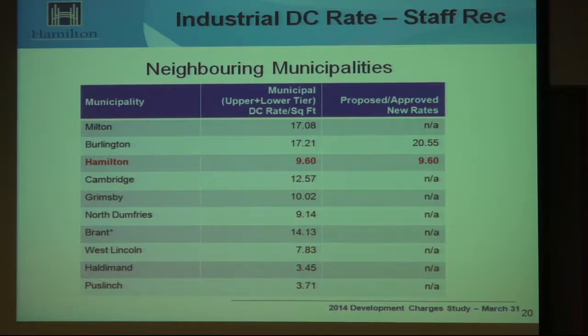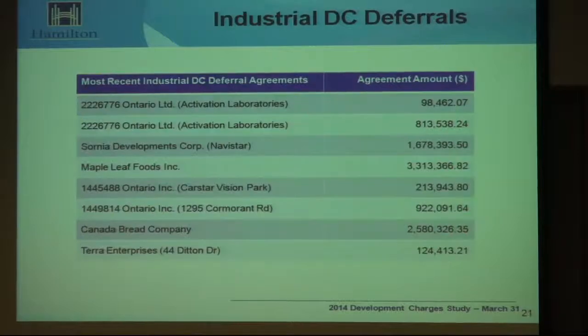In fact, when we look at total building permits in Hamilton compared to Mississauga, we were a little more than $2 billion ahead of them over the last 4 years. So if we go to the next slide.